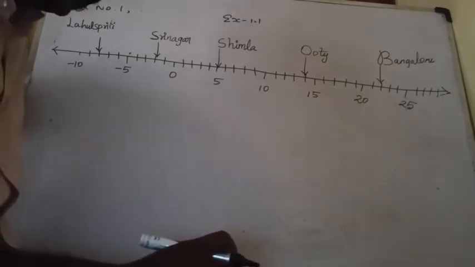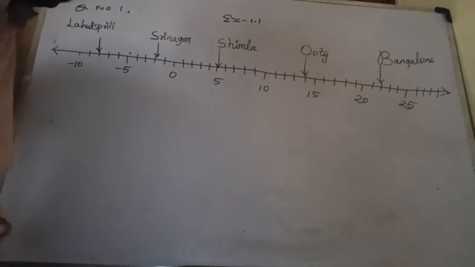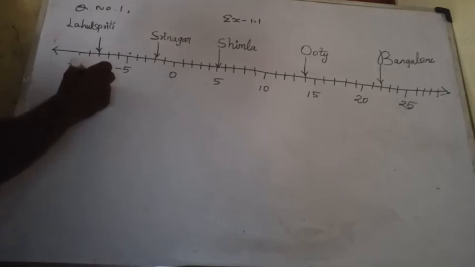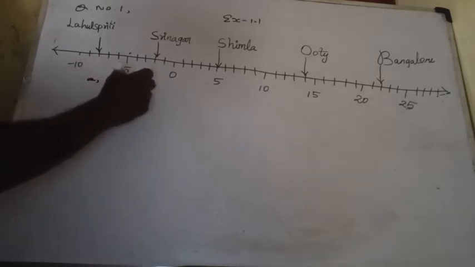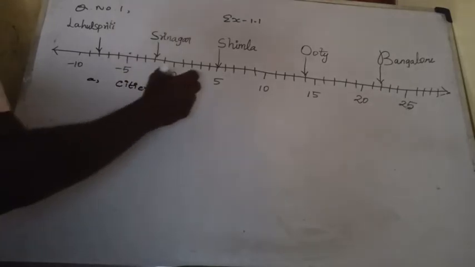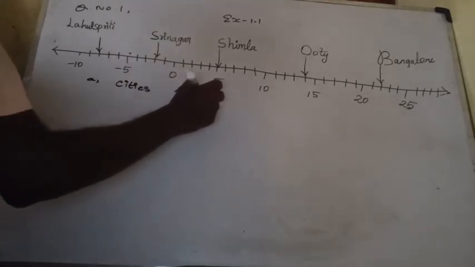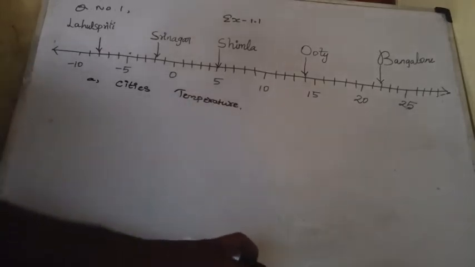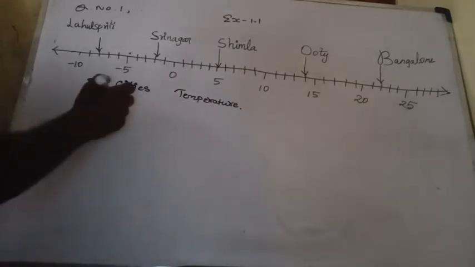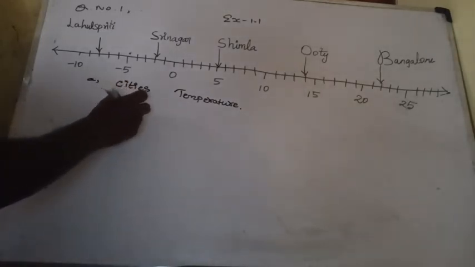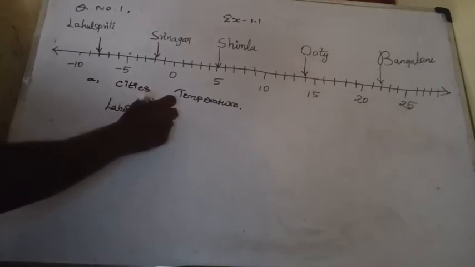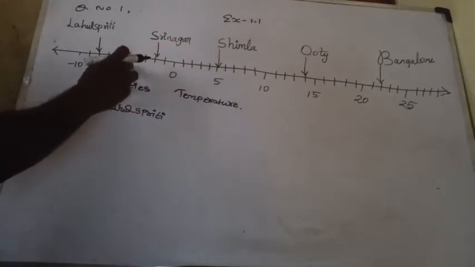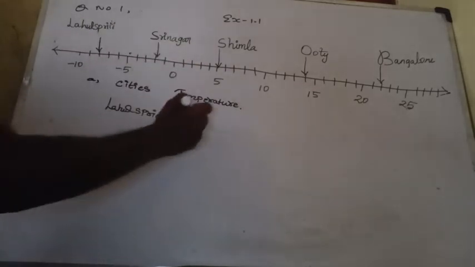The first question is, observe this number line and write the temperature of the places marked on it. Am I right? First part, look at the first part. That is, cities it's given, and then whose temperature, cities and temperature. Am I right here? Now cities, what is given there? First one is Lahaul Spiti. It's a negative integer, am I right? So 0, minus 1, minus 5, minus 6, minus 7, minus 8, minus 8 degrees Celsius.